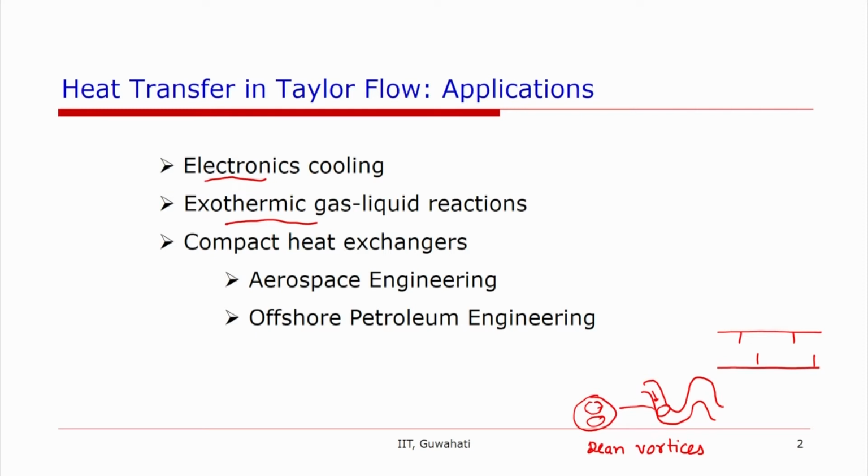Then offshore petroleum engineering, where again one would like to have compact heat exchangers. So the offshore industry is using compact heat exchangers. One of the companies that supply the heat exchangers is named Heatric, and it is a part of a company called Meggitt PLC.